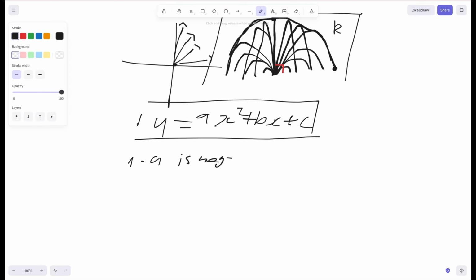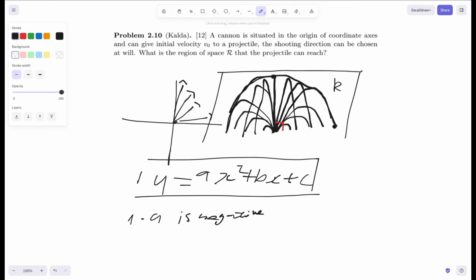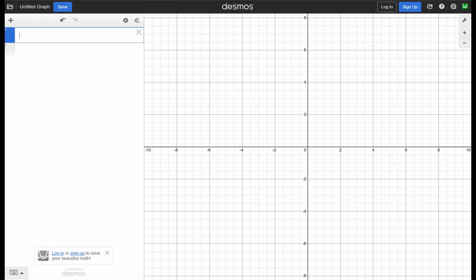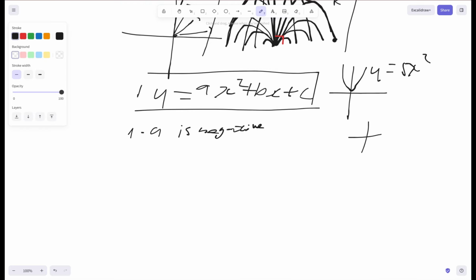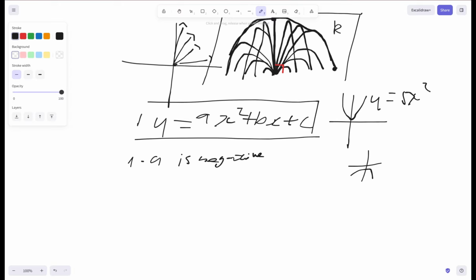Why is a negative? Because if you look at this graph, you see how it's concave downward. For example, let's say I did y equals 5x squared. This is concave upward. But if I change it to negative 5x squared, it would be concave downward. So I'm going to sketch that real quick. If it was concave upward, this is going to be y equals 5x squared. But if it's concave downward, like what we want, it's going to be negative.